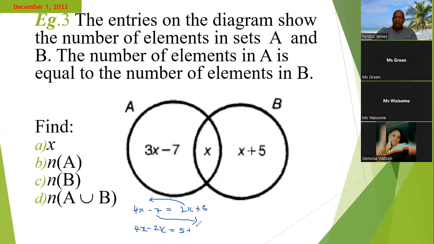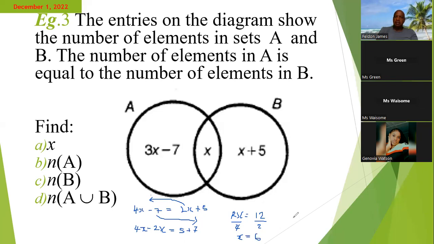So what can we conclude from this now? 4x minus 2x will leave us with 2x, which is equal to 5 plus 7, 12. So 2x is 12. Now we want x to be the subject, so we'll divide both sides by 2. The 2s cancel out, and x is equal to 6.